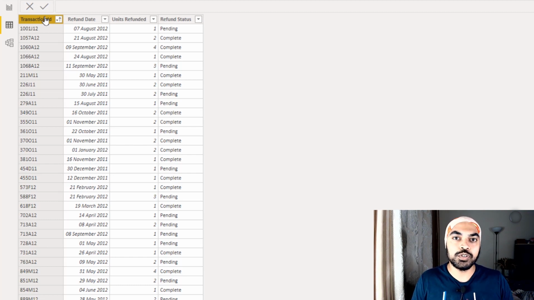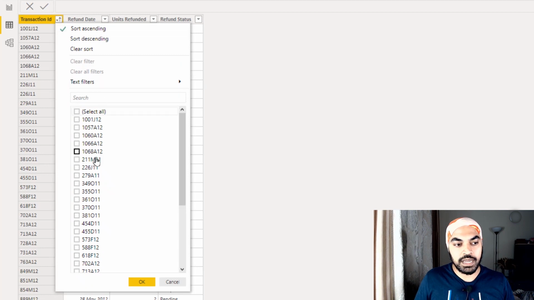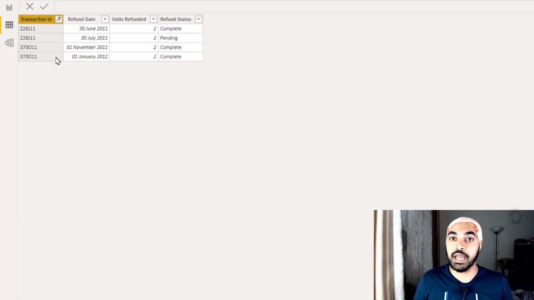Let me pull up two transaction IDs which are duplicated. Take a look at this transaction ID and perhaps this one. You're going to find that these two transaction IDs are duplicated. That means the refunds for these transaction IDs were asked on two different dates. The first refund was asked on the 30th of June. Two units were refunded out of maybe three or four units that were bought, and the refund status is complete. The next one is on 30th of July, two units again, and the refund status is pending.